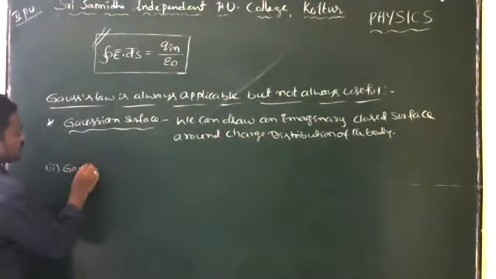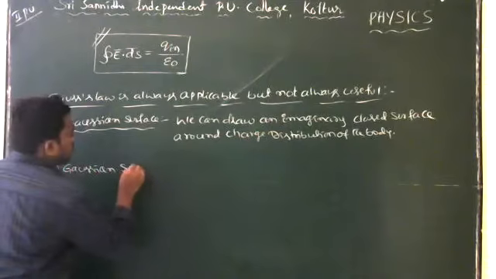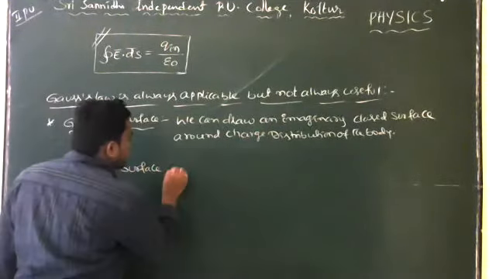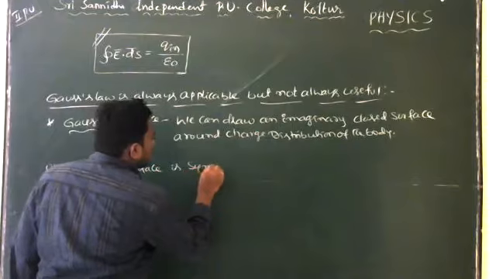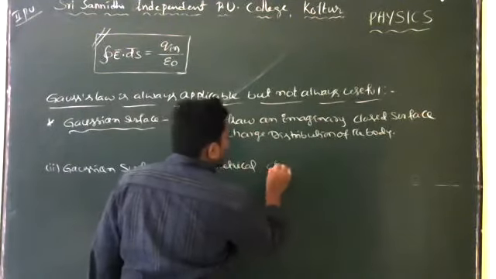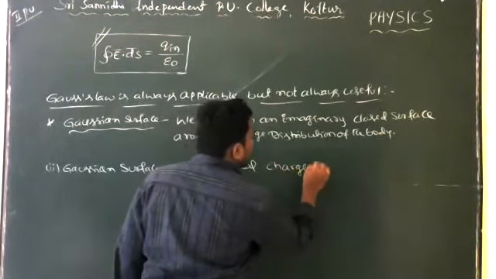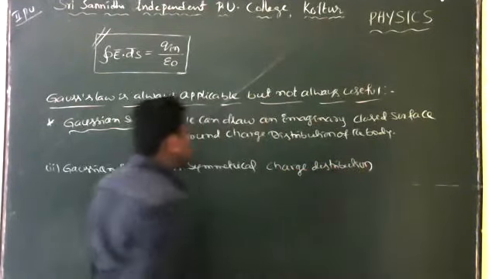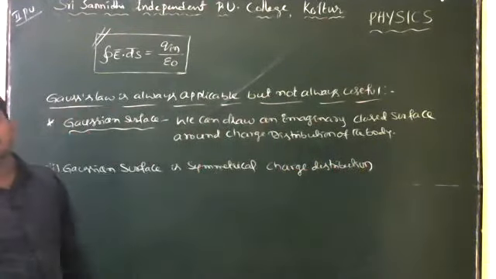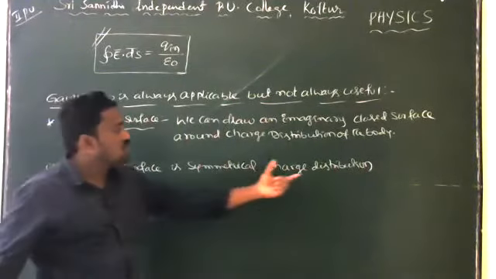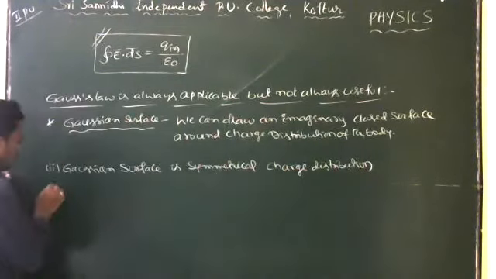Gaussian surface is a symmetrical charge distribution. So the Gaussian surface is symmetrical with respect to the charge distribution. So next, the third point.